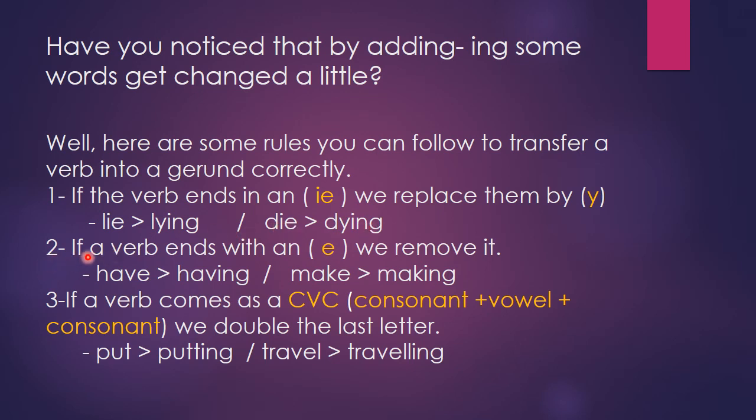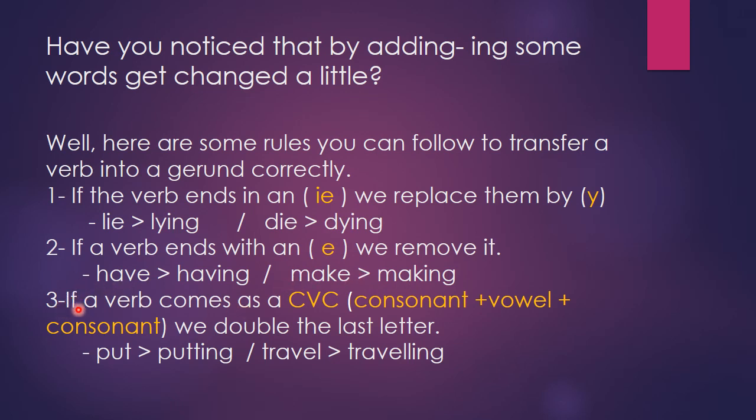Rule number 2, if a verb ends with an E, we remove it, okay? If a verb like have has an E at the end of it, we remove it and add ing directly. Have, having, make, making, okay? So, pay attention here please.